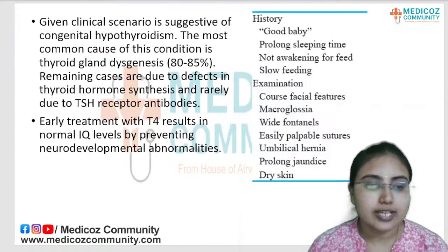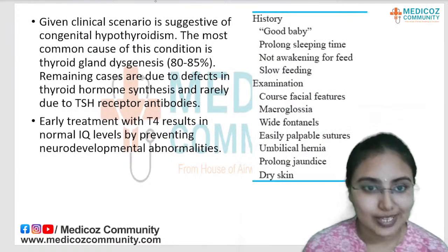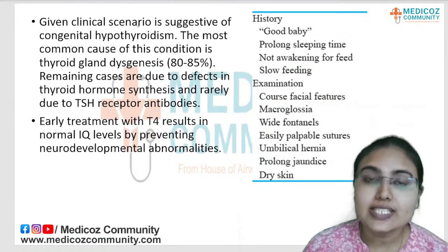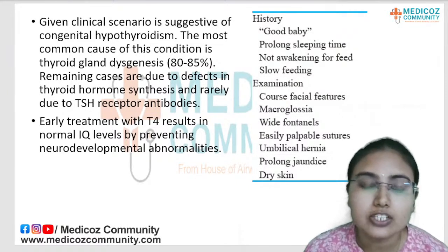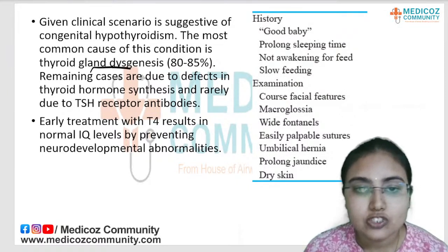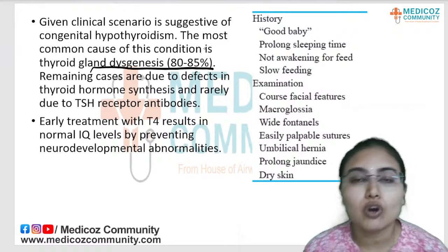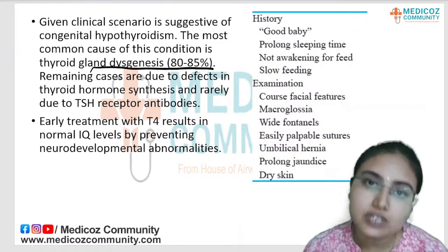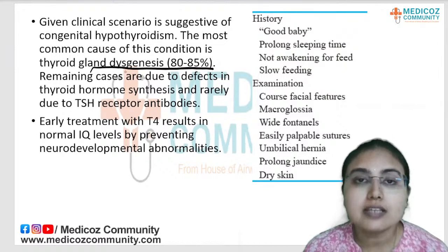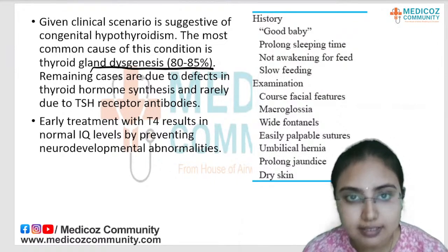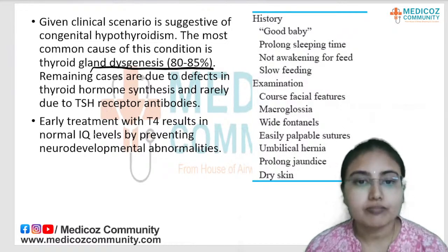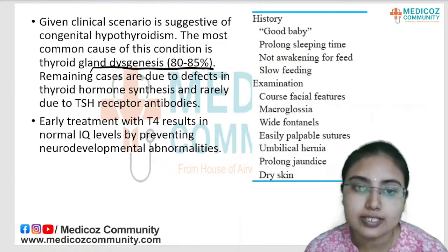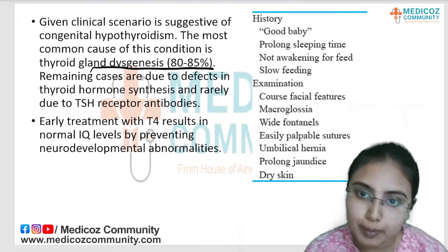Let's have a look at congenital hypothyroidism in case it comes for your exam. The given clinical scenario is suggestive of congenital hypothyroidism. The most common cause of this condition is thyroid gland dysgenesis. 80 to 85% of all congenital hypothyroidism is because of dysgenesis. Remaining cases are due to defects in thyroid hormone synthesis and rarely due to TSH receptor antibodies. Early treatment with T4 results in normal IQ levels by preventing neurodevelopmental abnormalities.